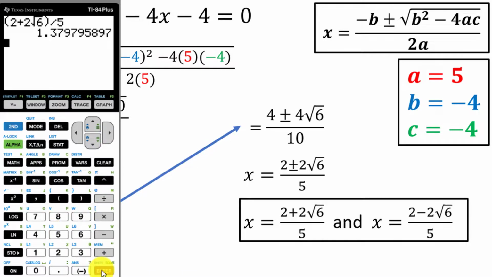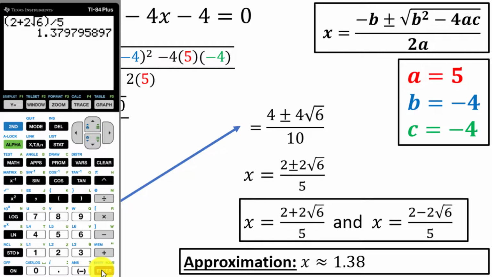Press enter, and we get about 1.38 for our first answer. Then type in parentheses 2 minus 2 square root 6, close parentheses, divided by 5. And then press enter. We get about negative 0.58. So the decimal approximations for our two answers are 1.38 and negative 0.58 if we round to 2 decimal places.